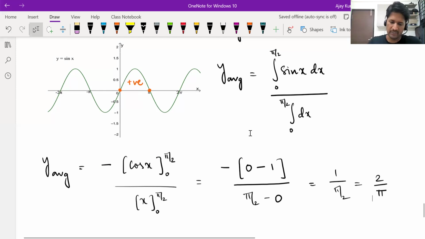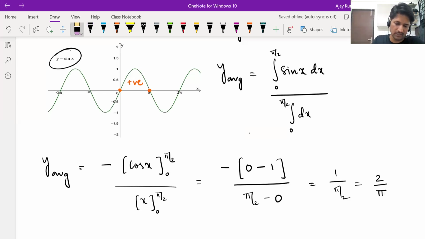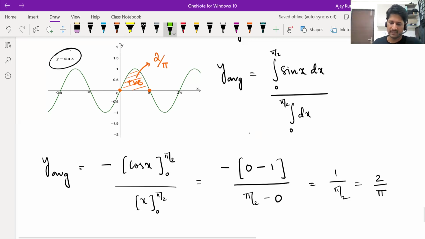Okay. So remember, what function have we taken here? y is equal to sin x. For the function y is equal to sin x, the average value of the positive half cycle is 2 by pi. Isha, is this clear? Yes, sir. Practice these once. Not once, twice or thrice you practice, such that you don't forget the method.